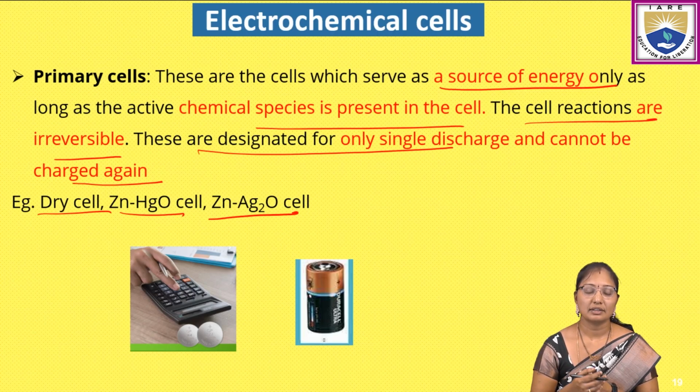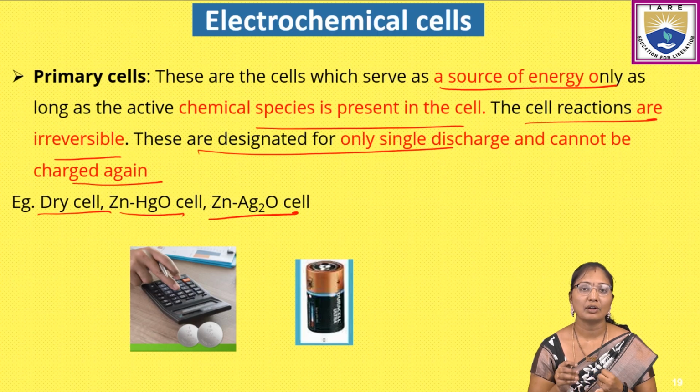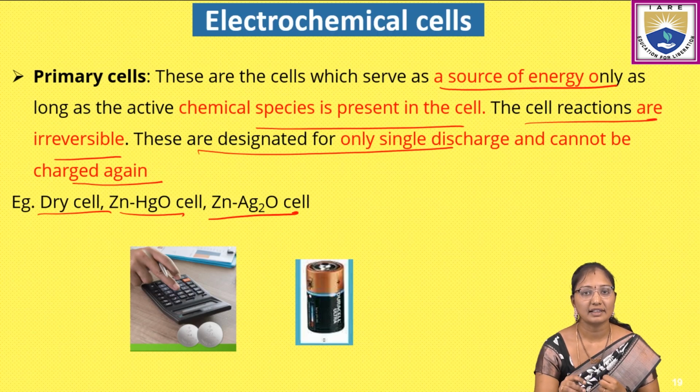So the batteries used for only a single purpose cannot be recharged. The cells which we are using in calculators, the remotes of ACs and TVs, and the wall clock batteries cannot be recharged. So the single time usage cells come under the primary cells category.